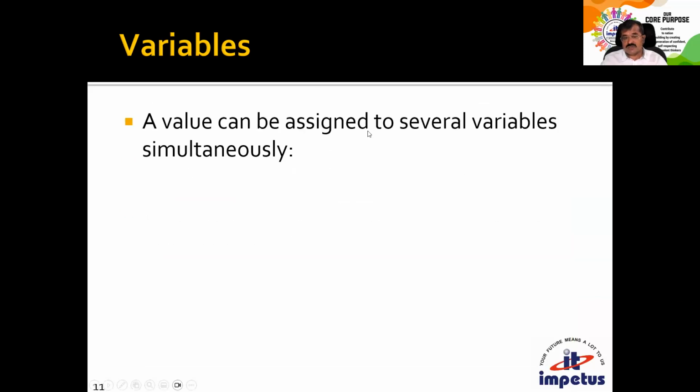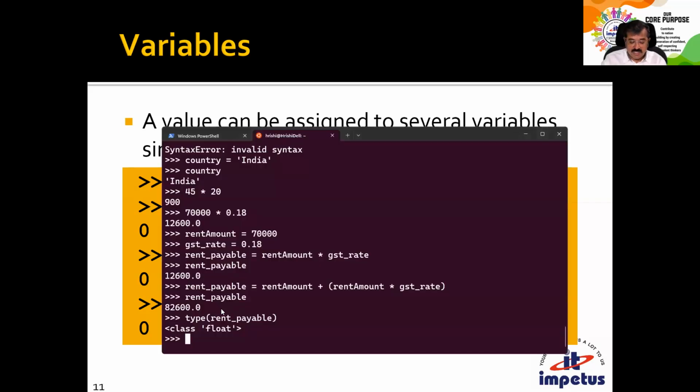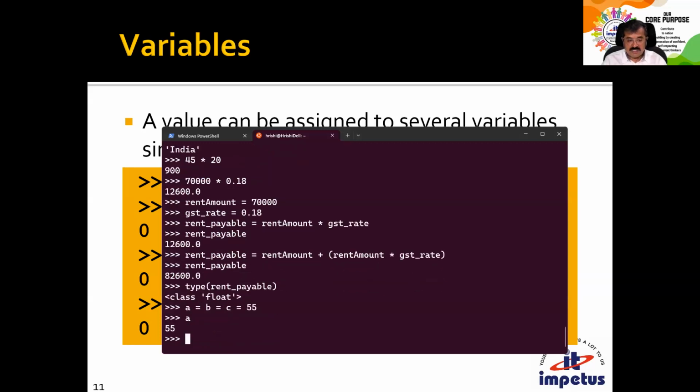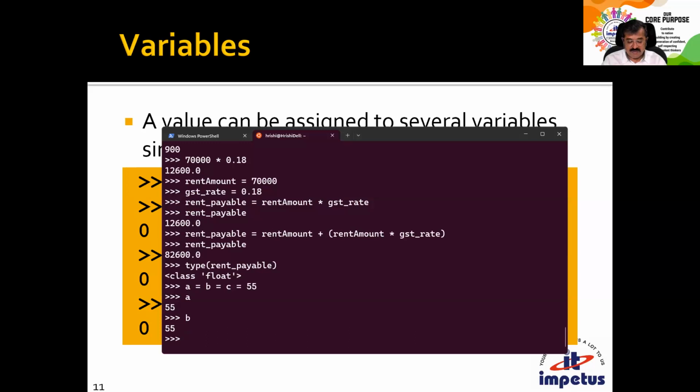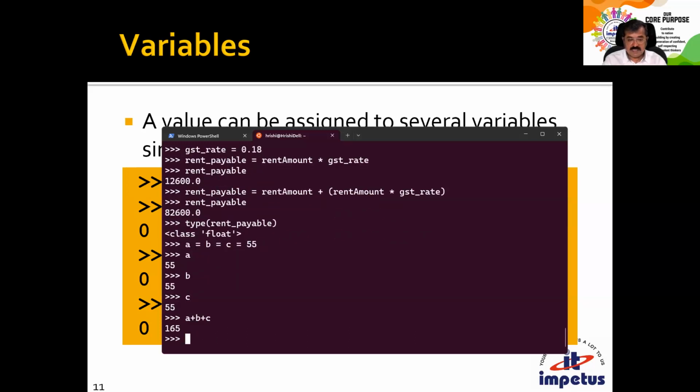A value can be assigned to several variables simultaneously. That means I can create multiple variables and all of them can be assigned the same value. Let's check that out. If I say A equal to B equal to C equal to 55, look at this: variable A is 55, B is 55, C is 55. And A plus B plus C is 165 and so on.